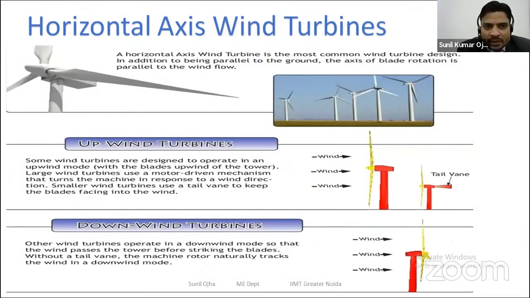Next, very important, are horizontal axis wind turbines. Horizontal axis wind turbines are the most common wind turbine design. In addition to being parallel to the ground, the axis of blade rotation is parallel to the wind flow. That is called a horizontal axis wind turbine. It has 2 types, upwind turbines and downwind turbines.